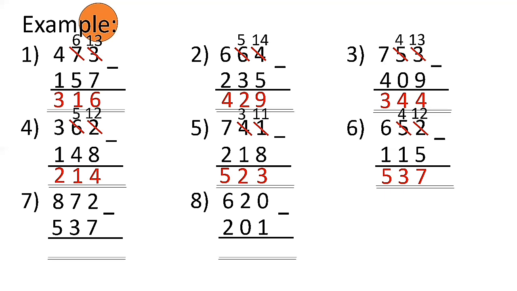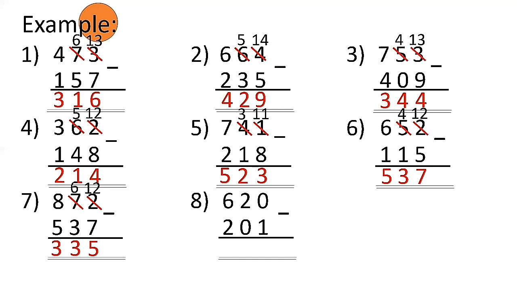Number 7. 872 minus 537. We cannot subtract 2 by 7, so we need to borrow in the tens place. 7 becomes 6, and 2 becomes 12. 12 minus 7, that is 5. And 6 minus 3, that is 3. And 8 minus 5, that is 3. So our answer is 335.